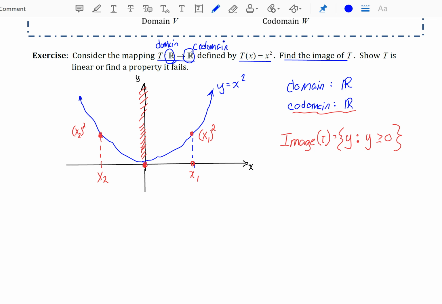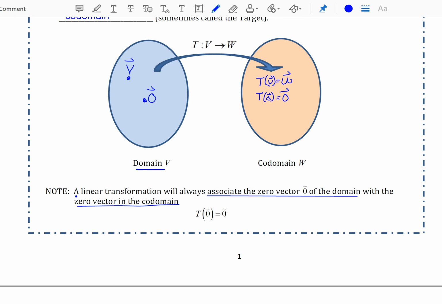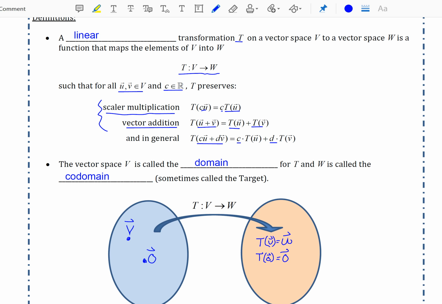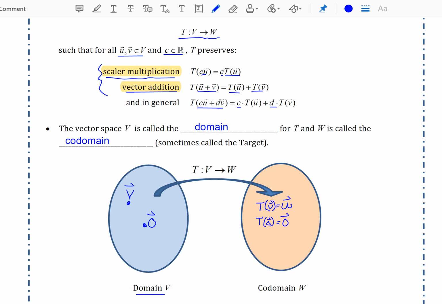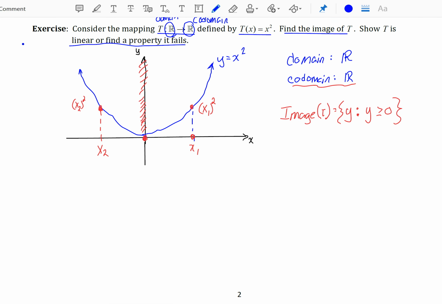Now I want to show that T is linear or find a property that it fails. The two properties that we need to look at, if you scroll back in our notes, are the properties of scalar multiplication and vector addition. You need to verify that both of these properties are satisfied or find at least one of the properties that is not satisfied. I like starting with the scalar multiplication property. So let's start there. For the scalar multiplication property, we want to show that T of some scalar times a vector in our domain is equal to a scalar times T of a vector in your domain.